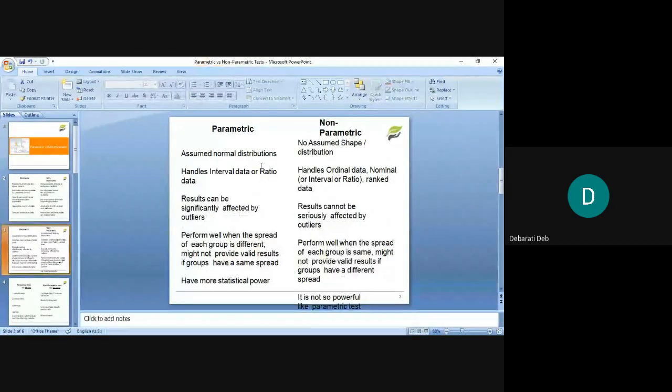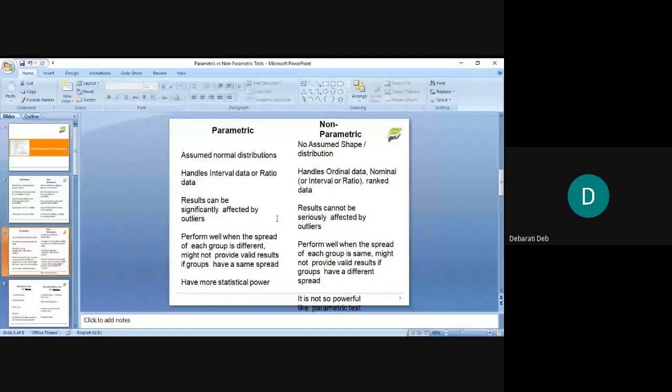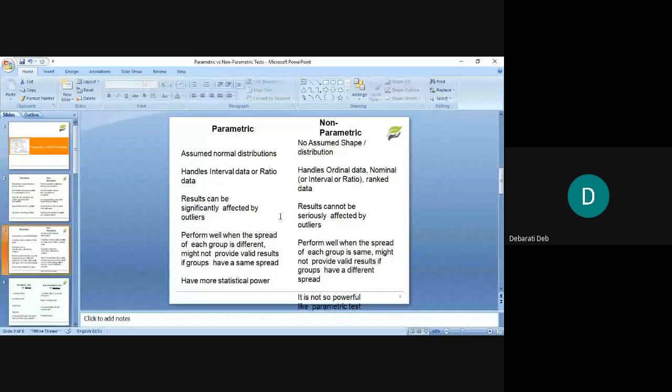Then parametric tests will have a normal distribution. Do you know the meaning of normal distribution? Was it taught in the last semester? Tell me, normal distribution. Do you remember? It should have been taught. Normal distribution, Poisson distribution. Do you remember?